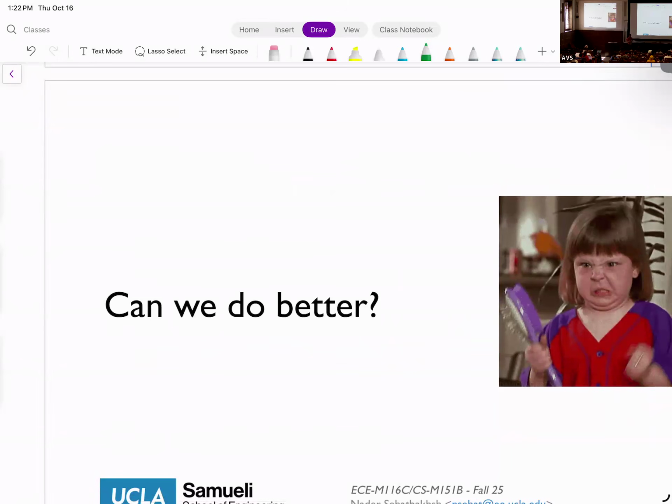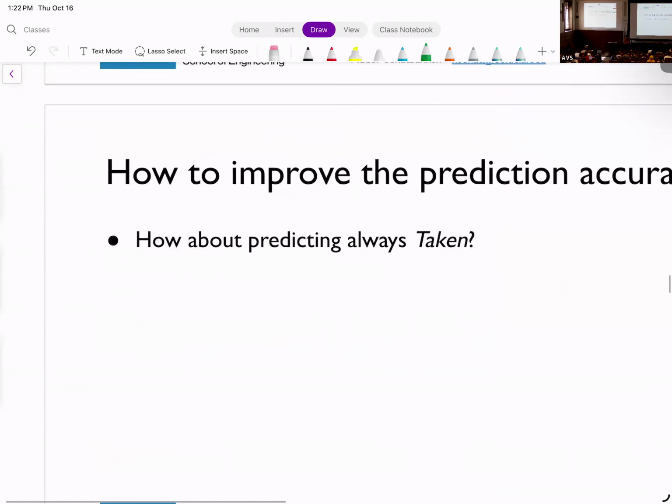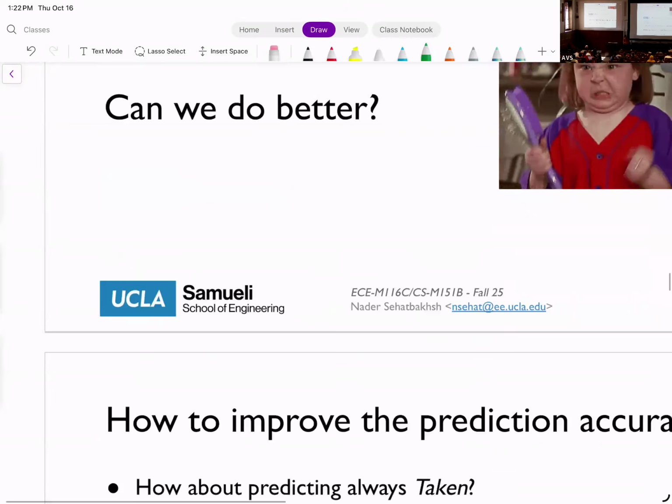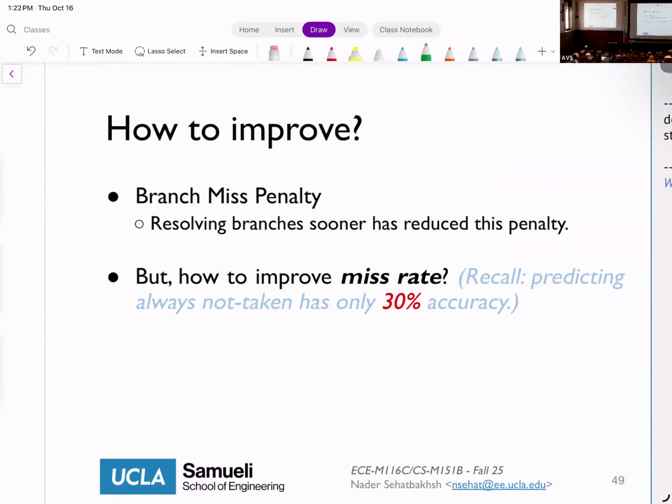So can we make this design better? The first thing that comes to mind is, why don't we predict taken? Because the branch is only not taken 30% of the time, which means that 70% of the time this branch is taken. So if I can somehow have a method to distinguish between branch instructions and non-branch instructions and predict taken for the branch instructions, I'm going to significantly increase the accuracy of my design.